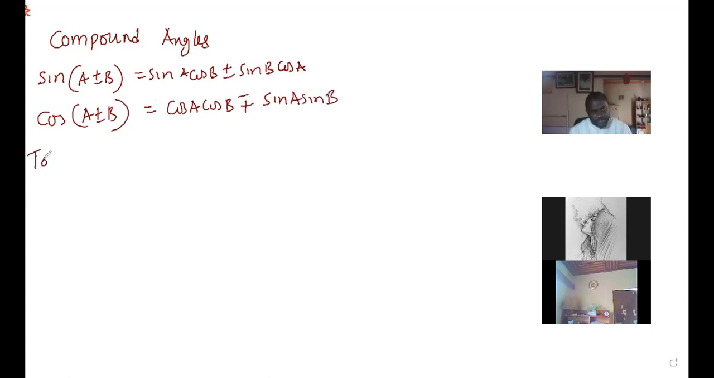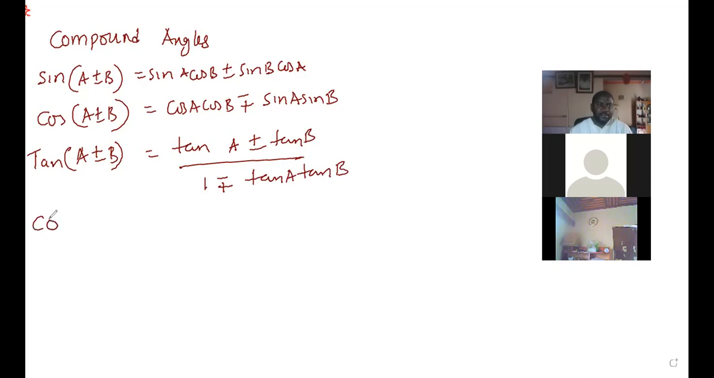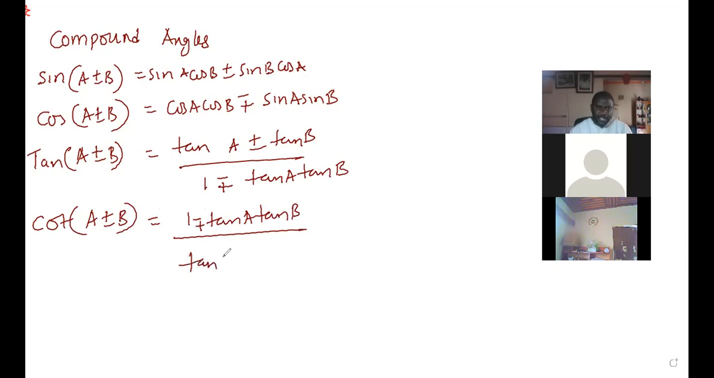We further saw tan of A plus or minus B as equal to tan A plus or minus tan B over 1 minus or plus tan A tan B. We also saw cot of A plus or minus B, which was 1 minus or plus tan A tan B divided by tan A plus or minus tan B. So that's the review of what we discussed last time.